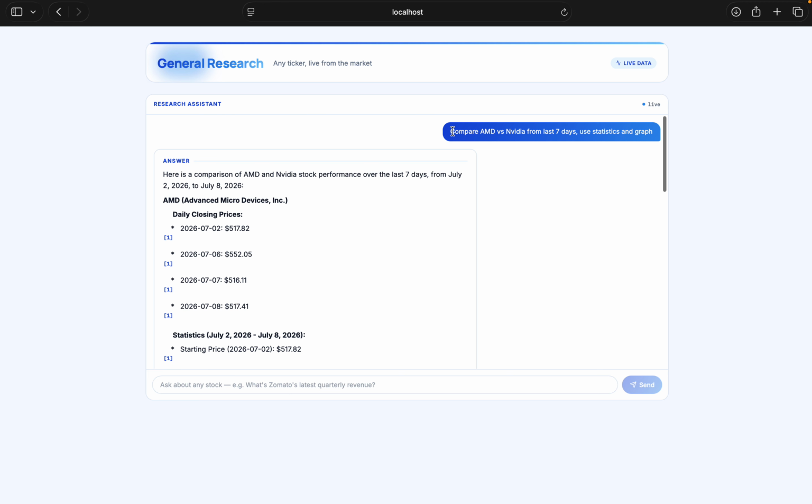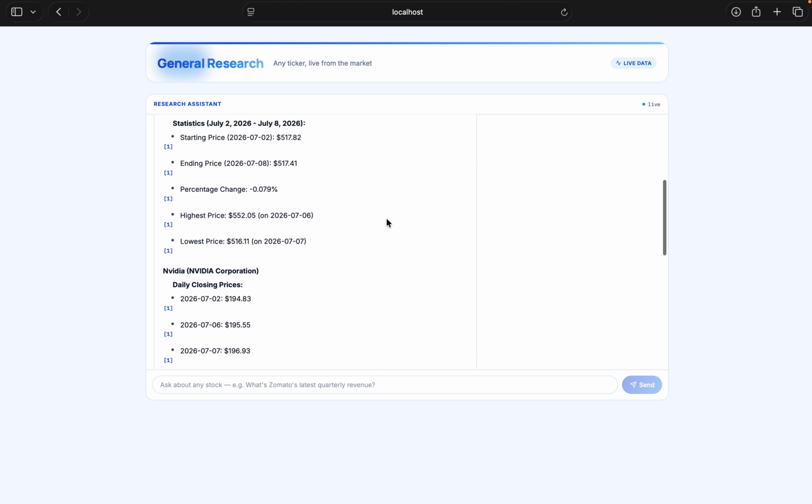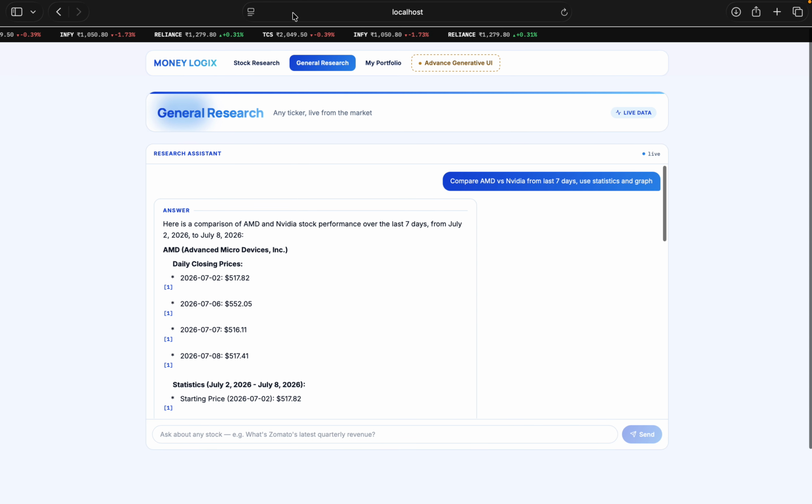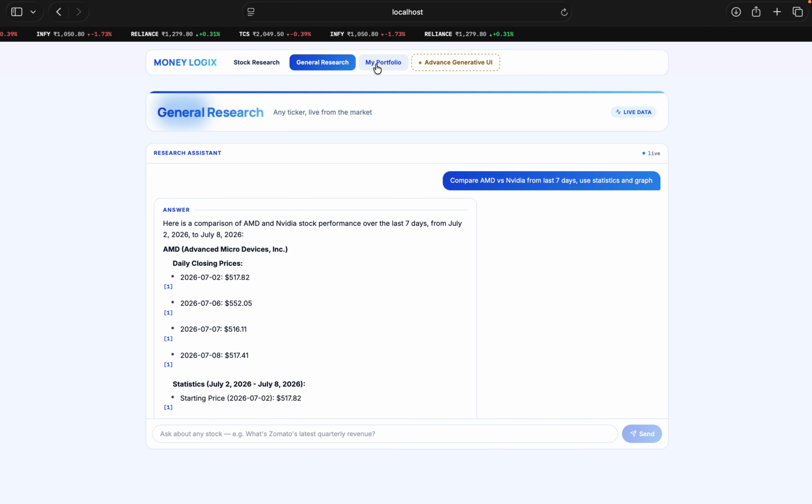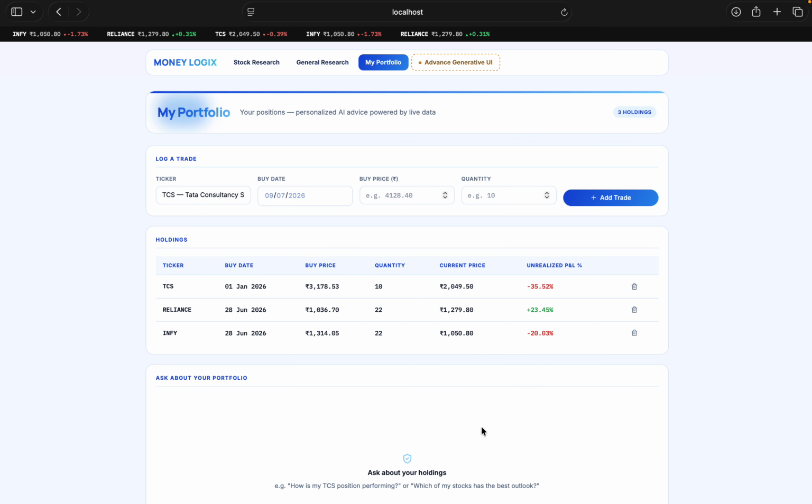This is basically the comparison of AMD versus Nvidia stocks. Now when we jump to the my portfolio part, it records all the stock data which we bought or sold. We can customize it, delete it, and add any of the trades we did.